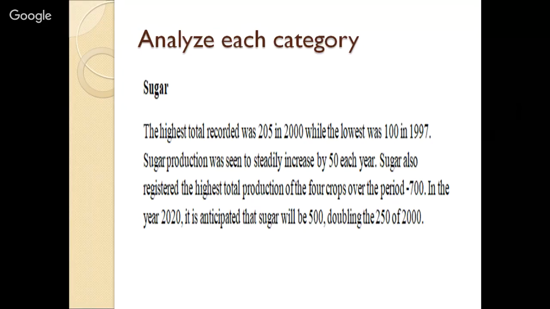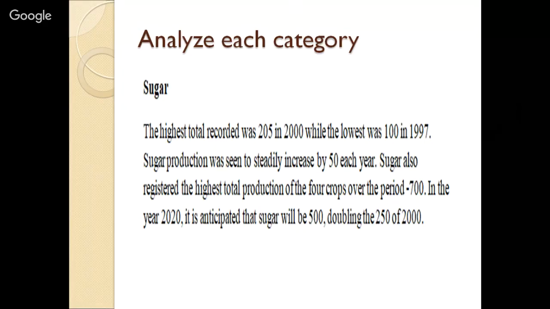If you're writing your report, you can start with the trend, and there's no problem in starting with the trend. So after mentioning the totals column, the writer went on to say sugar production was seen to steadily increase by 50 each year. Sugar also registered the highest total production of the four crops over the period, 700. In the year 2020, it is anticipated that sugar will be 500, doubling the 250 of 2000. And that's basically it, guys.